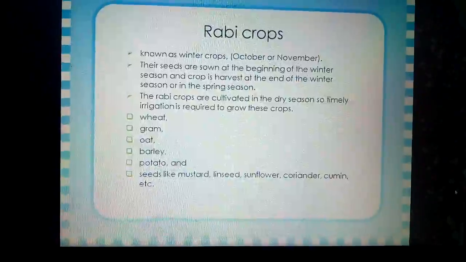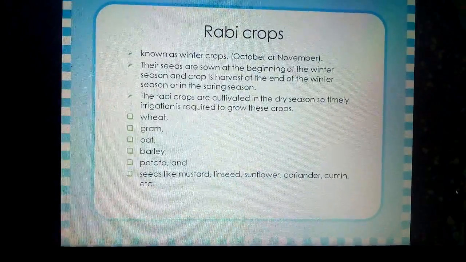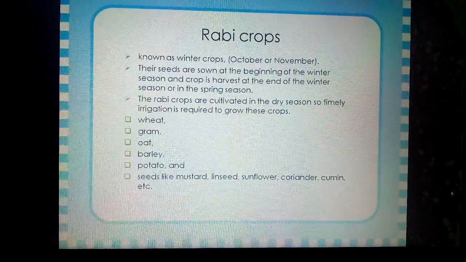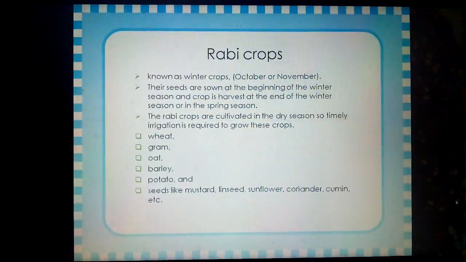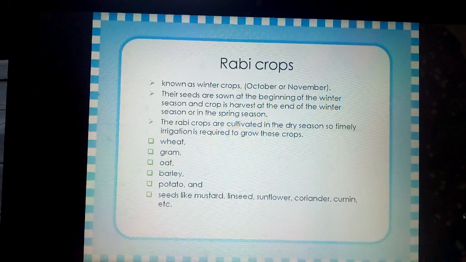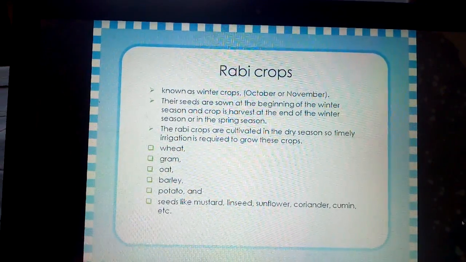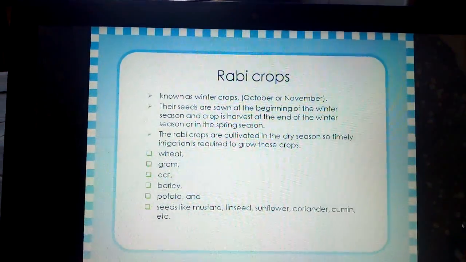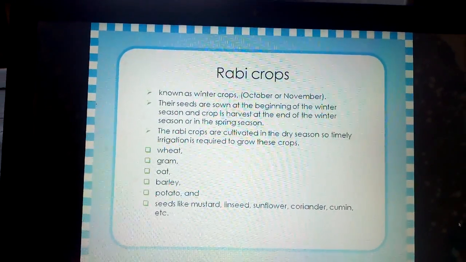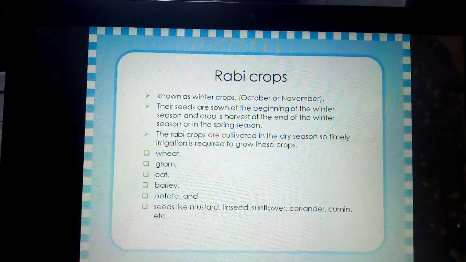Seeds like mustard, linseed, sunflower, coriander, cumin, etc. So these are the basic things that you need to remember and understand about these two types of crops that are basically grown in India, that is, kharif and rabi crops. So I need you to remember these basic things.